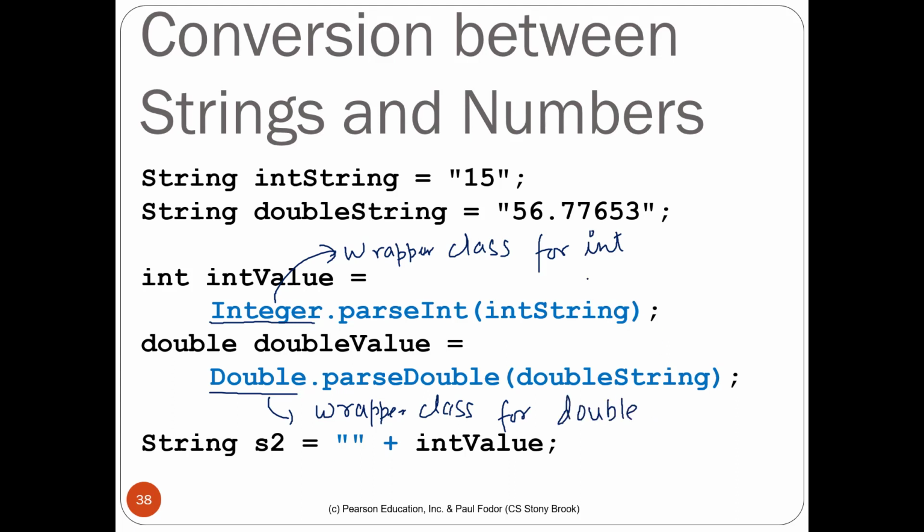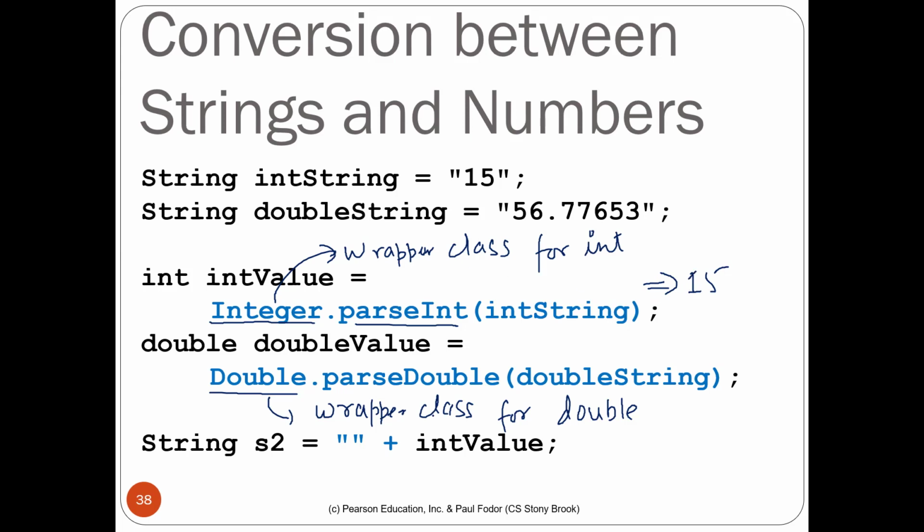Now in this Integer class we have a method called parseInt. If you use the Integer.parseInt method and pass this string, which is intString and has an integer in it, you'll get the result as the number 15.